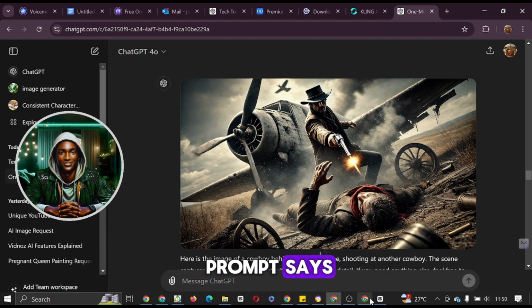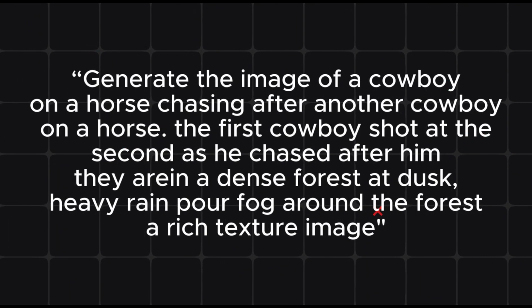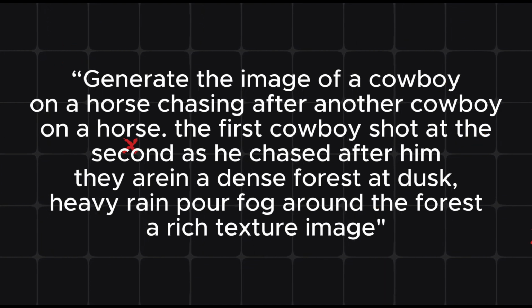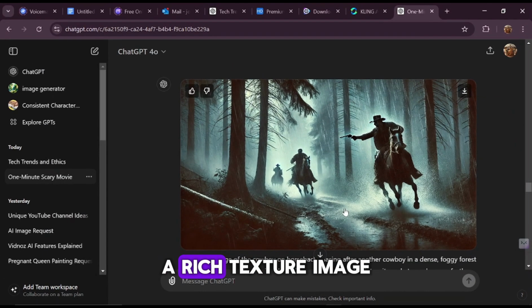And the third prompt says, generate the image of a cowboy on a horse chasing after another cowboy on a horse. The first cowboy shot at the second as he chased after him. They are in a dense forest at dusk. Heavy rain pour. Fog around the forest. A rich texture image. And there you have the image.